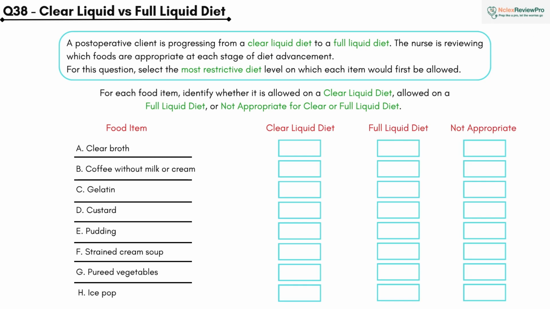The correct classifications are: clear broth is allowed on a clear liquid diet. Coffee without milk or cream is allowed on a clear liquid diet. Gelatin is allowed on a clear liquid diet. Custard is allowed on a full liquid diet. Pudding is allowed on a full liquid diet. Strained cream soup is allowed on a full liquid diet. Pureed vegetables are not appropriate for a clear or full liquid diet. And an ice pop is allowed on a clear liquid diet.